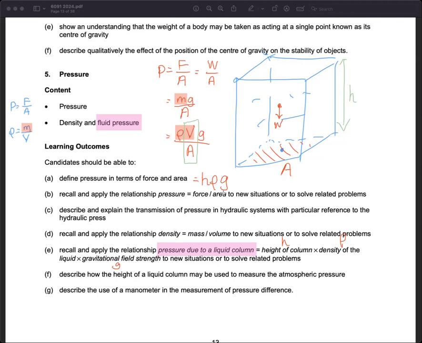Everything okay? Okay, so for this whole topic, you need to know three formulas. First, pressure is force over area. Density is mass over volume. And finally, fluid pressure is equal to H rho G. These are the three concepts that you need to remember and understand, and I will try to make you understand how these three come about.